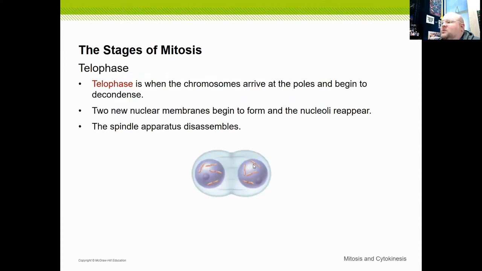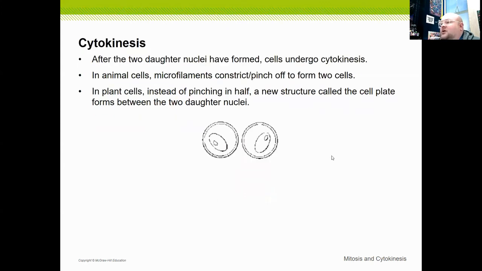You now have these two complete nuclei, and you can tell they're not quite separated fully yet. Then we hop over to the final stage of the cell cycle, cytokinesis. After those two daughter nuclei have fully formed, cytokinesis happens, which pinches the cell in two, basically. In animal cells, these microfilaments constrict or pinch to form two cells, and in plant cells, instead of pinching them in half, a cell plate forms between them. Plant cells are a little bit different, but for our cells, they pinch apart.